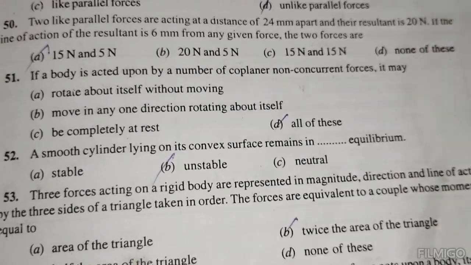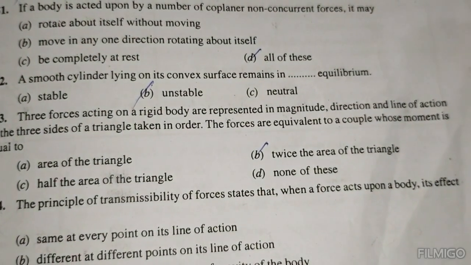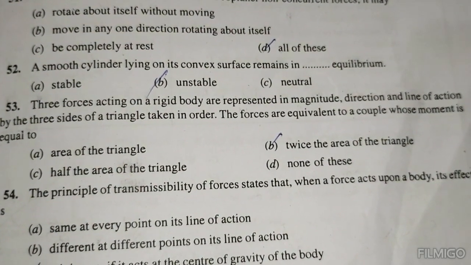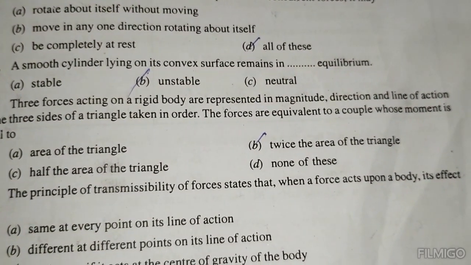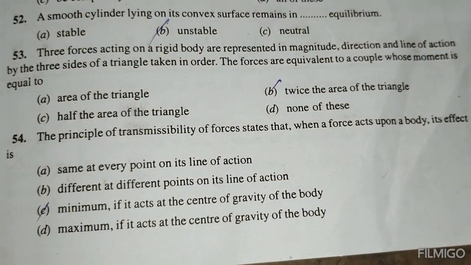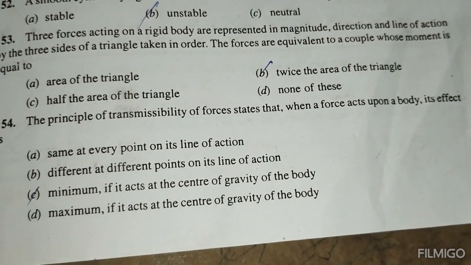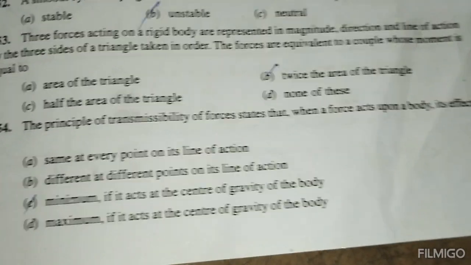A smooth cylinder lying on its convex surface remains in unstable equilibrium. If three forces acting on a rigid body are represented in magnitude and direction, and the lines of action are along the sides of a triangle taken in order, the forces are equivalent to a couple whose moment is equal to twice the area of the triangle. The principle of transmissibility of force states that the force acting upon a body is at a fixed point, the center of gravity of the body.